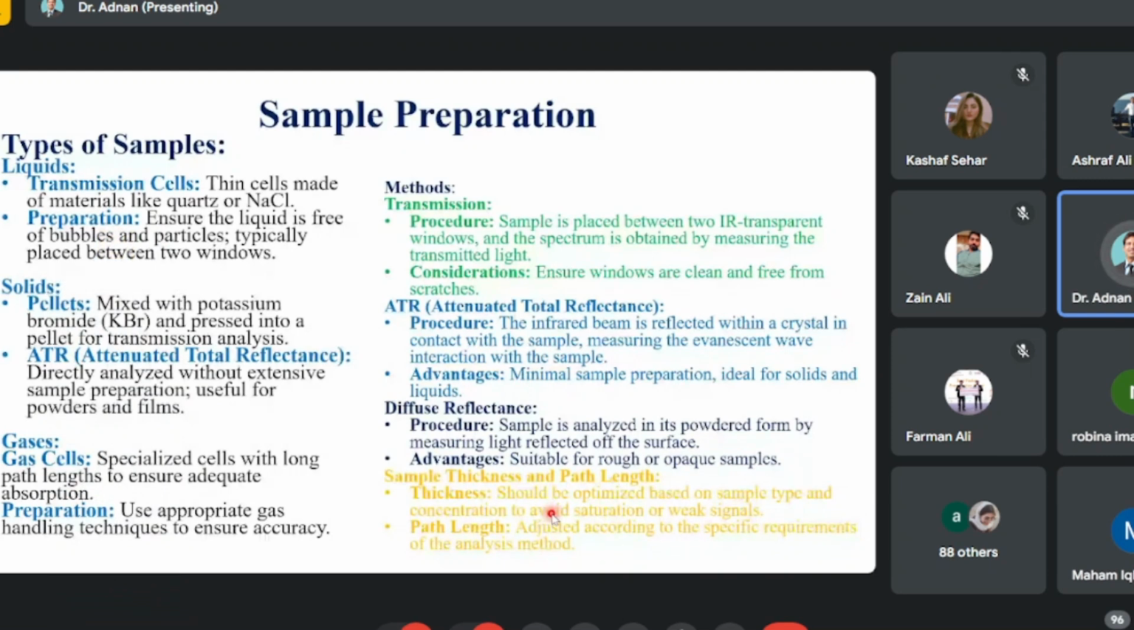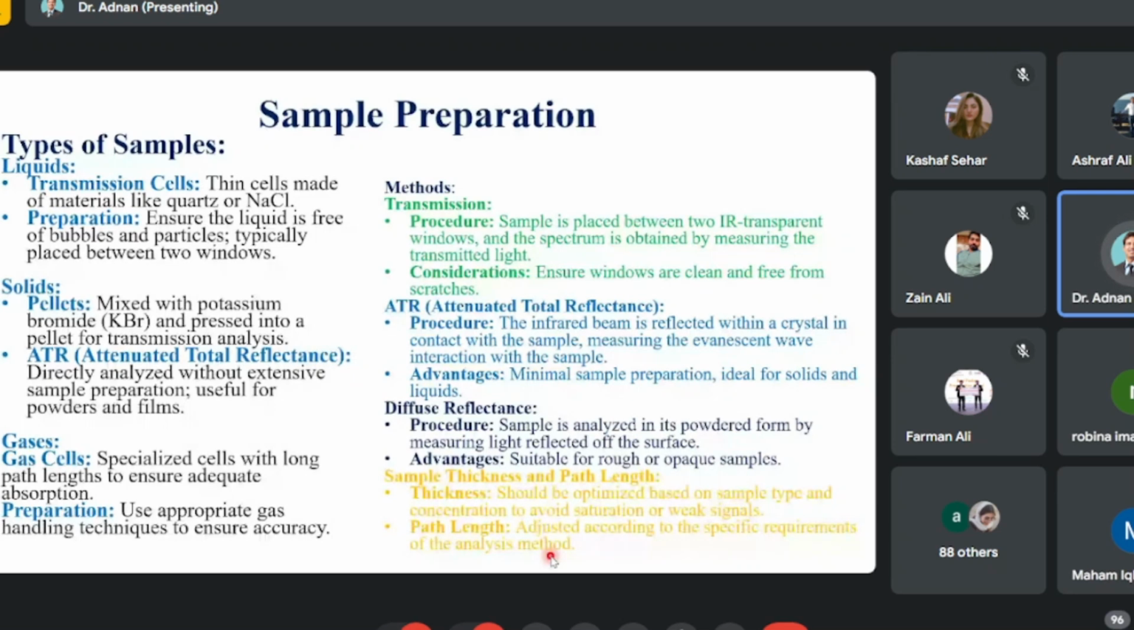The path length is also adjusted according to the specific requirements of the analysis method. Most of the methods are mentioned in the literature, and the operator of the FTIR will also let you know what path length you have to keep for the sample.